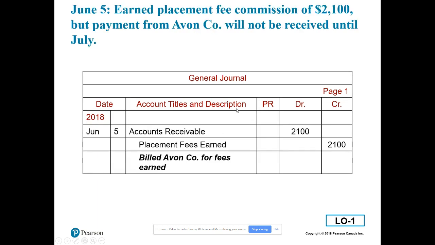Next entry, earned placement fee commission of $2,100, but payment from Avon Co. will not be received until July. Okay, so I earned it. I earned a placement fee. So if I'm earning something, I guess that's revenue. And I'm not being paid though, but if I was being paid, it'd be cash, but it's not cash. It's accounts receivable. And Chris said that if it's accounts receivable, it's an asset, and assets are all treated the same. So it's going to be an increase to my asset, so it increases a debit. So accounts receivable is the account because it's receivables, not received. It's receivable, 2,100, and placement fees earned, 2,100 for the credit.